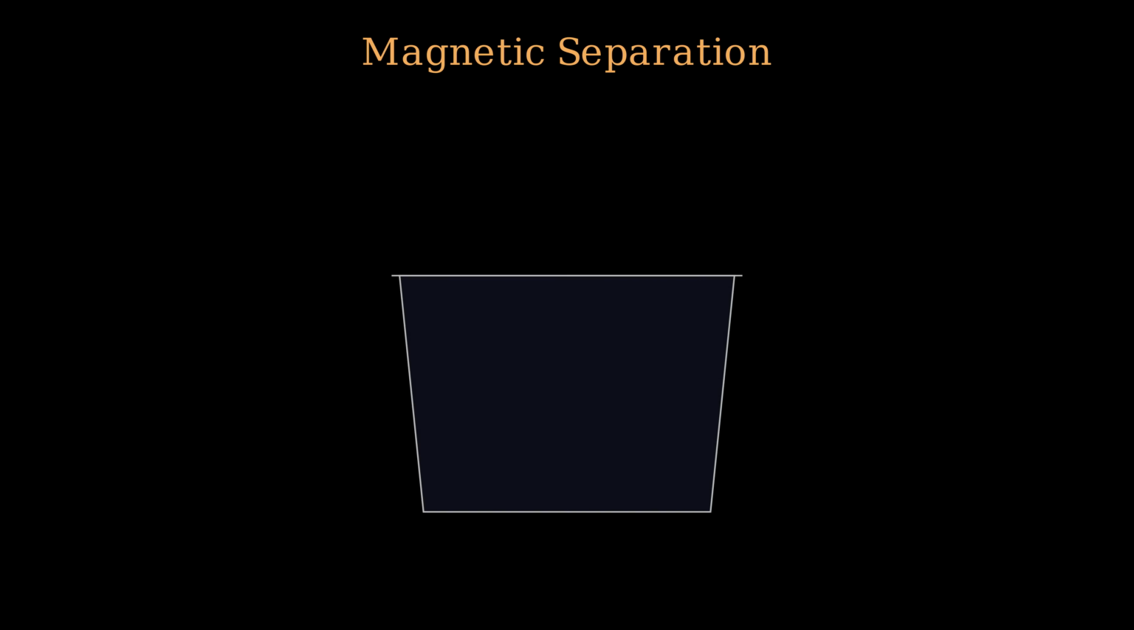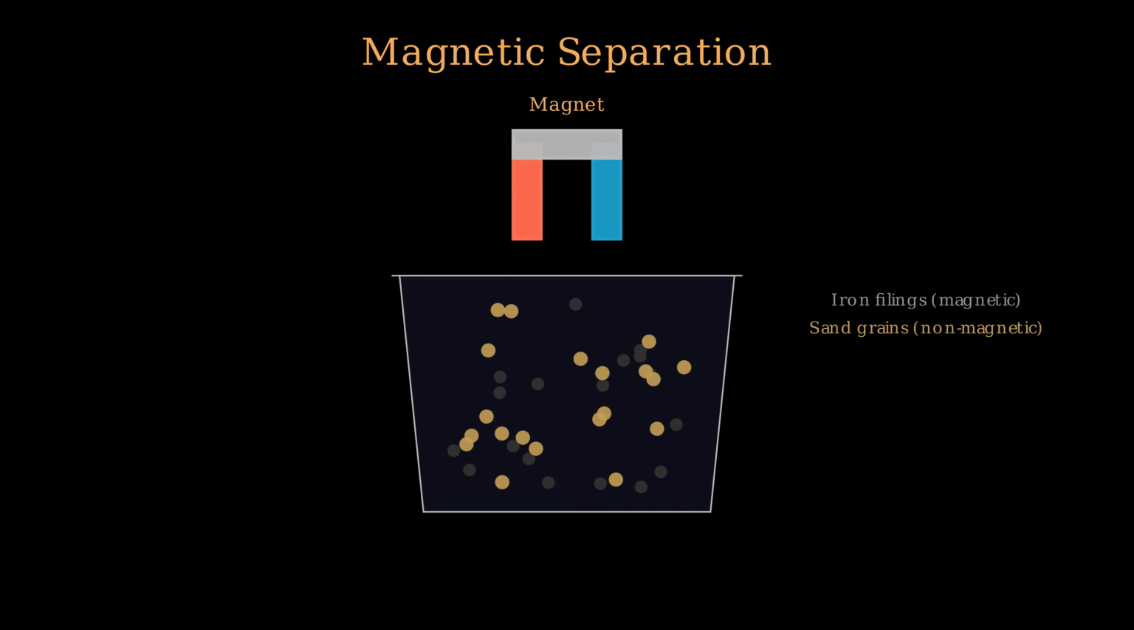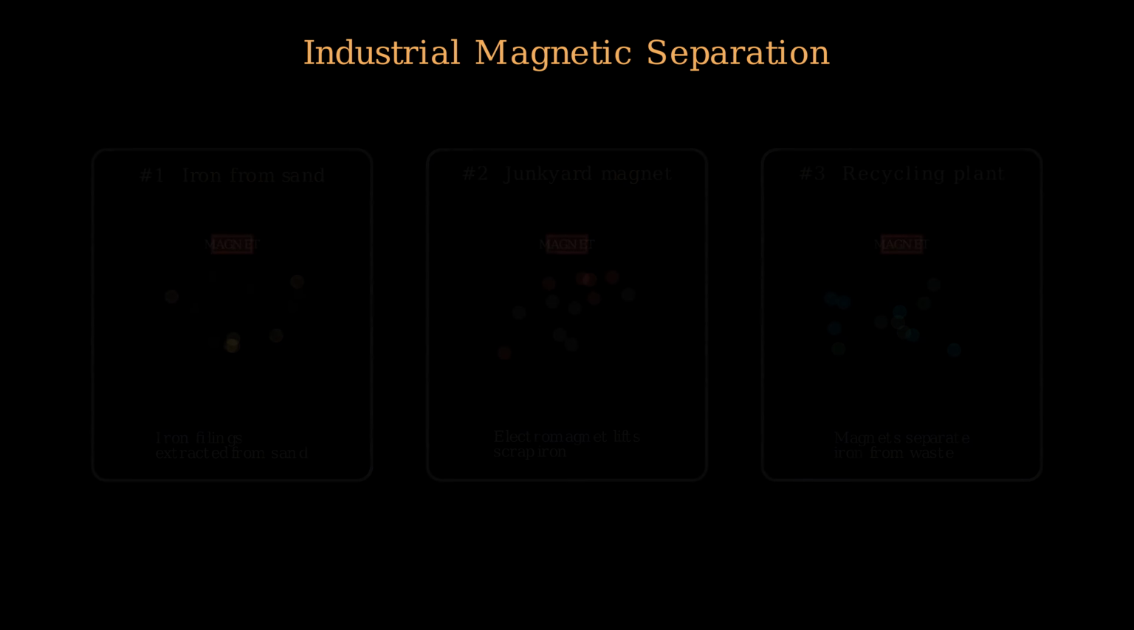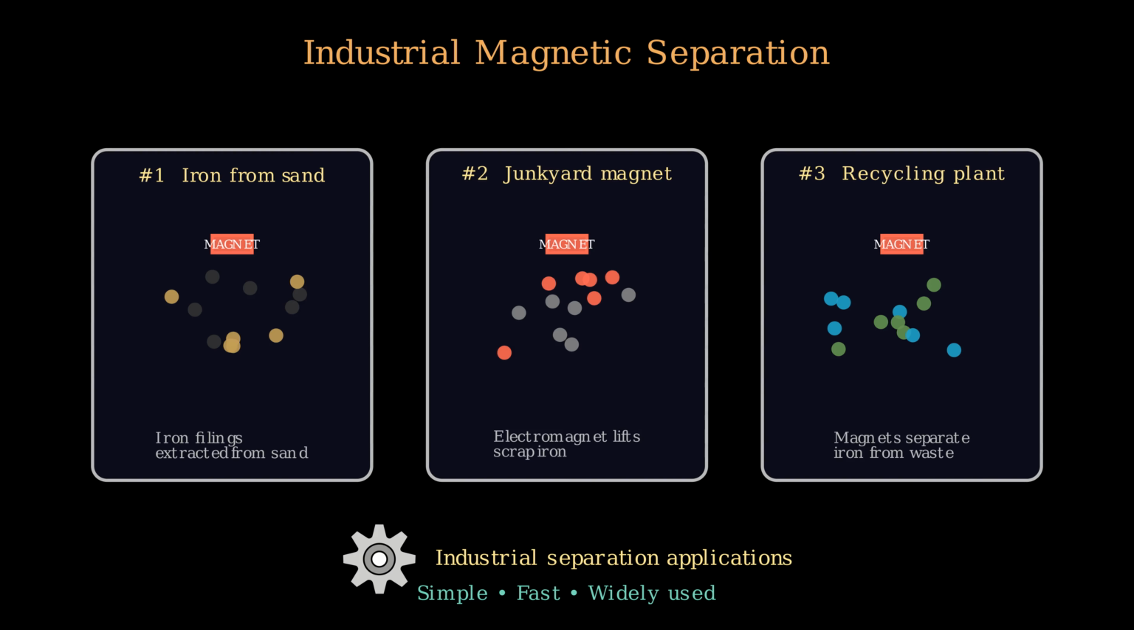Magnetic separation is used when one component of a mixture is magnetic. We use a magnet to pull out the magnetic component. Magnetic separation is simple, fast, and used in many industrial processes to purify materials and recover valuable metals.